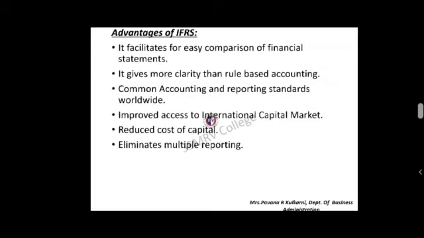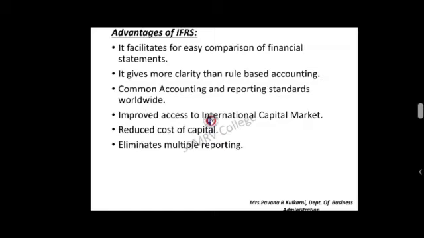Third point, common accounting and reporting standards worldwide. IFRS is compulsory for every company in every country. So it has made it compulsory to adopt in accounting. So common accounting and reporting standards are followed worldwide. Next, improved access to international capital markets. So every stock exchange wants the reports to be maintained under IFRS standards. So it improves access to the capital market.